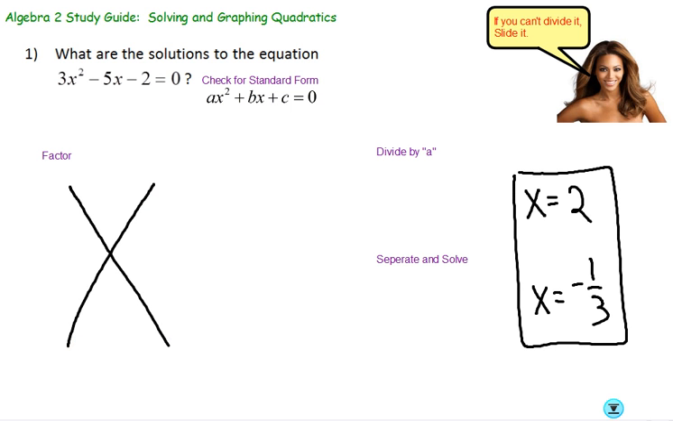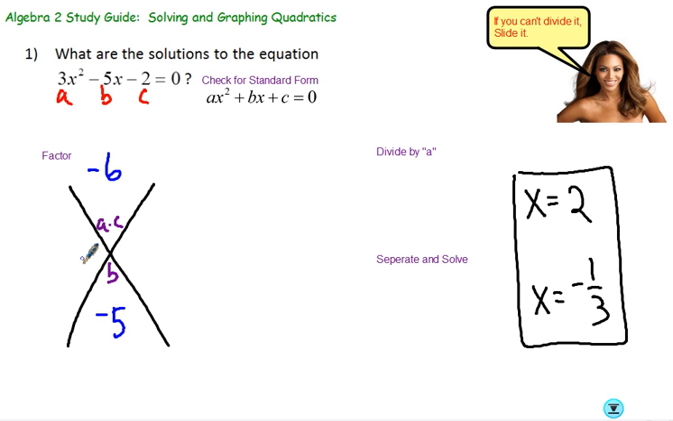So remember, a times c on the top, b on the bottom. So here's your a, b, and c. It's always just in that order. So a times c would be 3 times negative 2, which would be a negative 6. And on the bottom, two numbers that multiply to negative 6 and add up to negative 5.